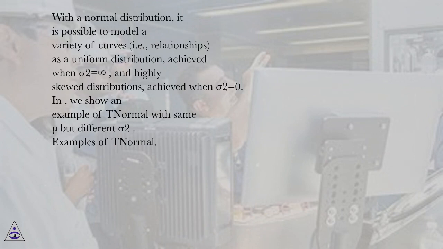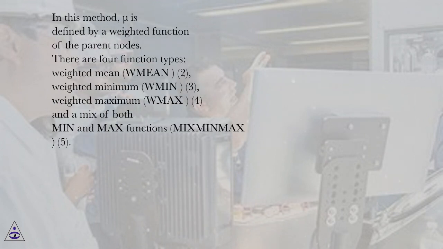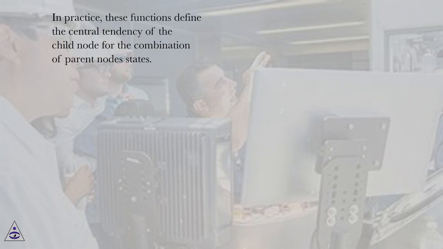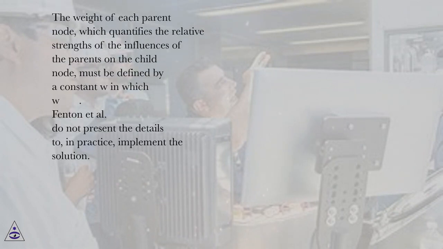Examples of t-normal. In this method, mu is defined by a weighted function of the parent nodes. There are four function types: weighted mean, mean, weighted minimum, min, weighted maximum, max, and a mix of both min and max functions, mix min max. In practice, these functions define the central tendency of the child node for the combination of parent node states. The weight of each parent node, which quantifies the relative strength of the influences of the parents on the child node, must be defined by a constant W.